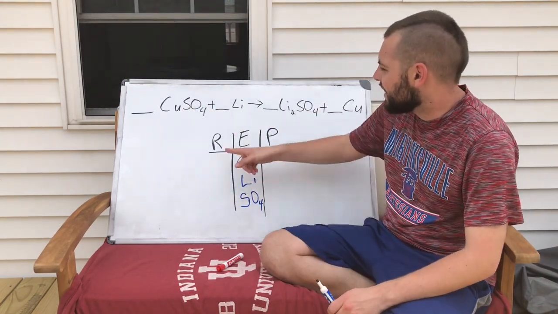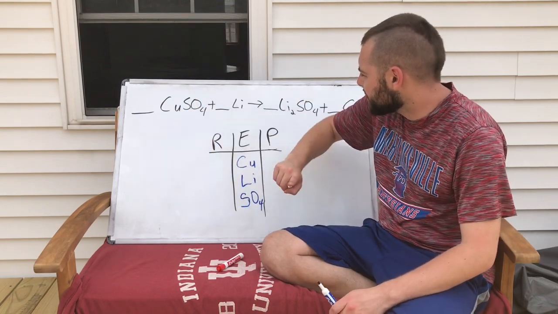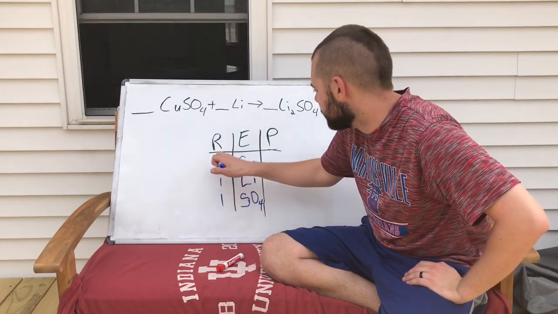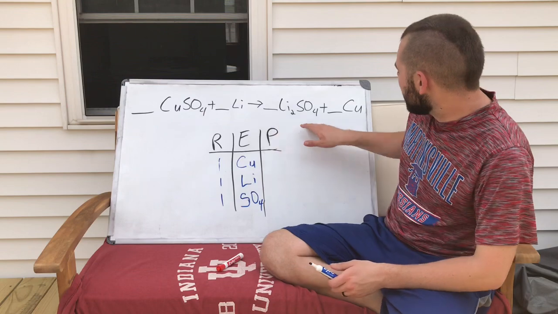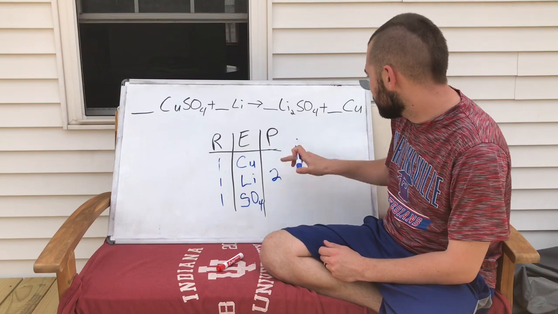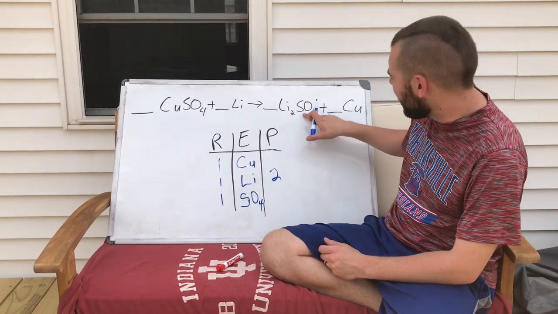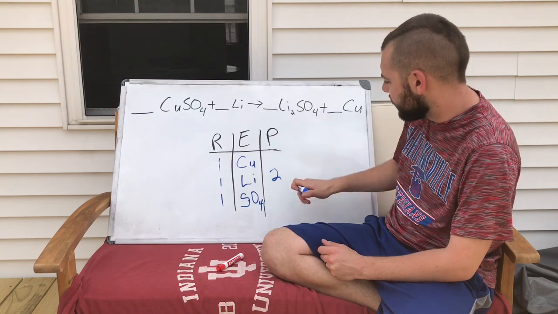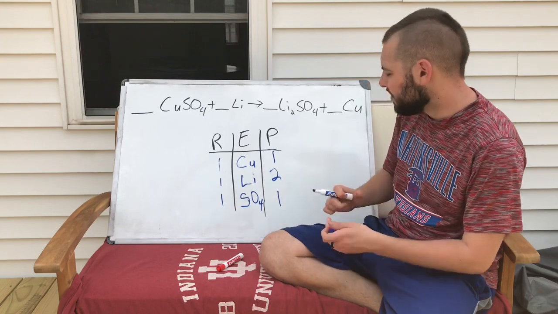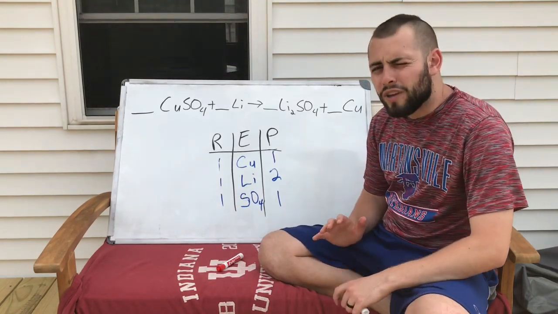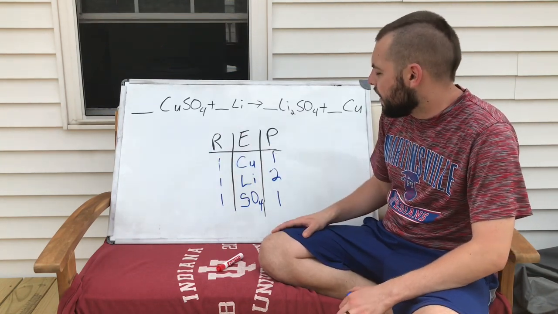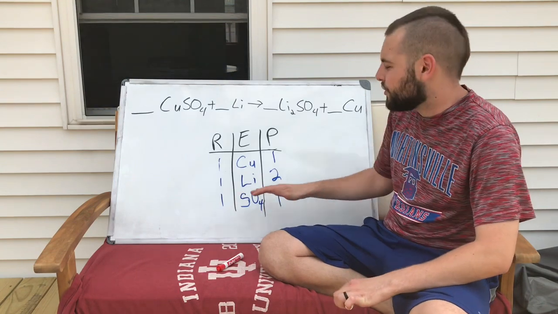Looking at my reactant side, I've got 1 copper, 1 sulfate, 1 lithium, 1 of everything. And then looking at my product side, I've got 2 lithiums. This is only 1 sulfate. It would be in parentheses if there were more. There's only 1. And only 1 copper. So even though there's a lot of elements at play here, the actual balancing is not too bad.